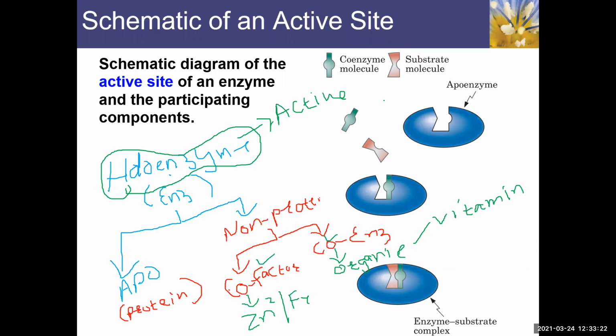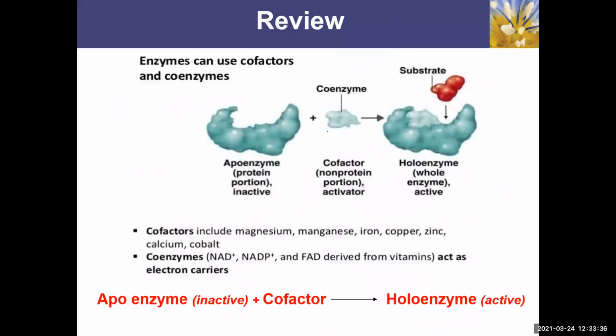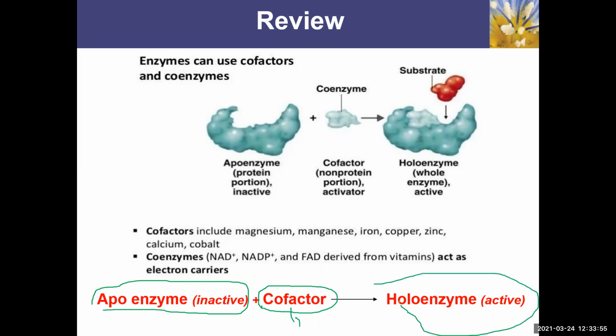Absolutely. Cofactor and coenzyme have the same function. Your enzyme is not going to be functional unless and until it has a cofactor or a coenzyme. It depends upon which enzyme you're talking about. It varies from one enzyme to the other. Okay. So the apoenzyme is inactive, along with a cofactor, but you have to know that it could be either a cofactor or, if it's organic, a coenzyme as well. So it gives a holoenzyme, which is the active one.